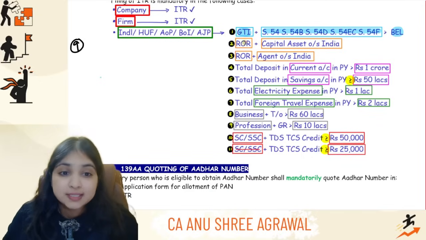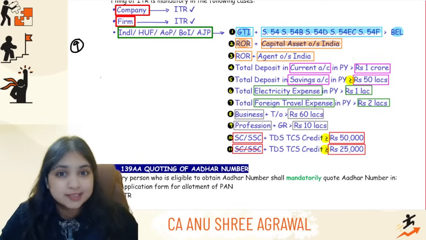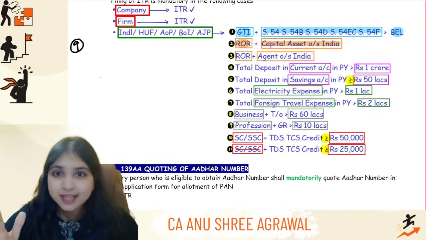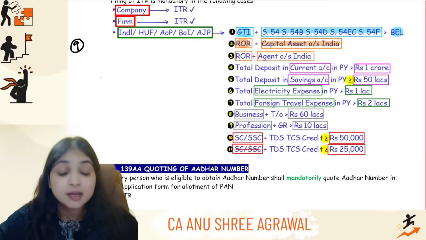Point number 2, if the assessee is an ROR and the assessee is having a capital asset outside India, be careful, capital asset. So for example, if the assessee is an ROR, but he has a car outside India, then it will not fit under this point. It should not be a personal effect, guys. It should be a capital asset.